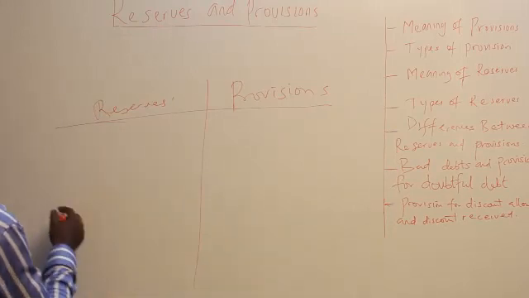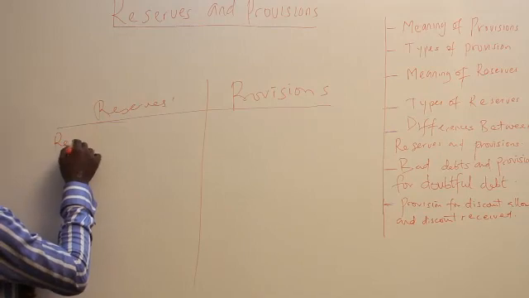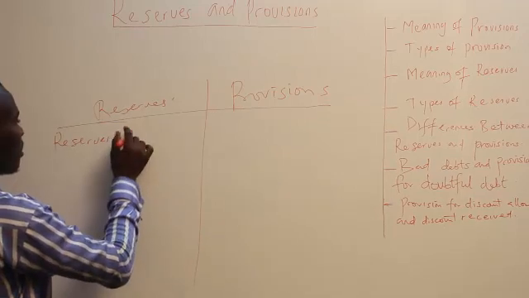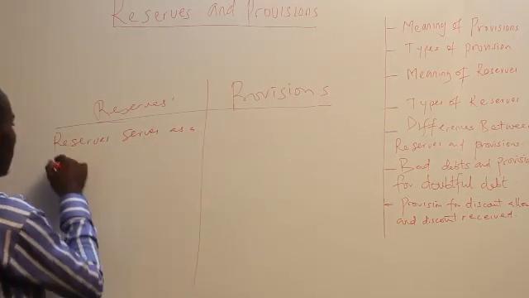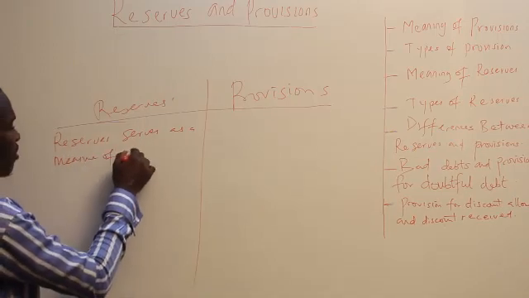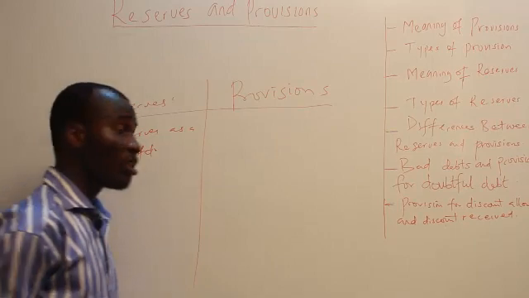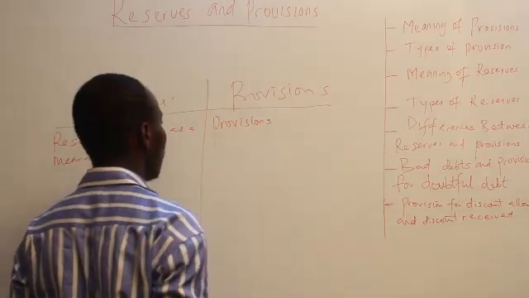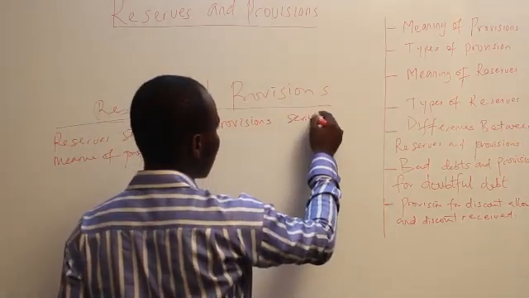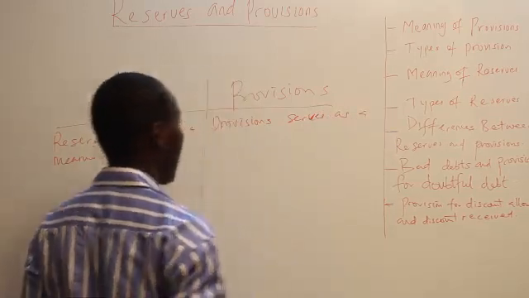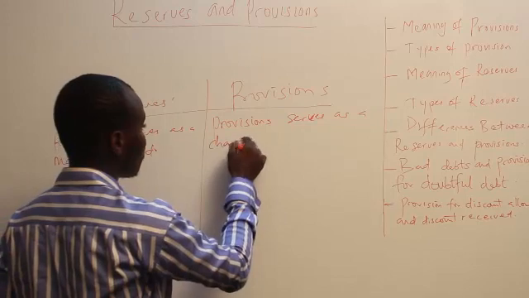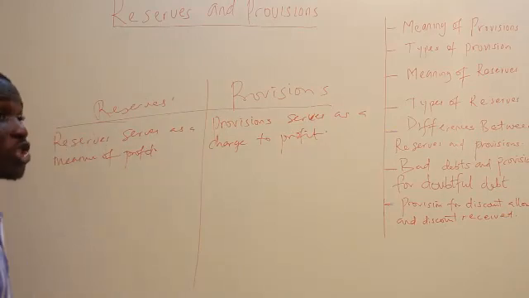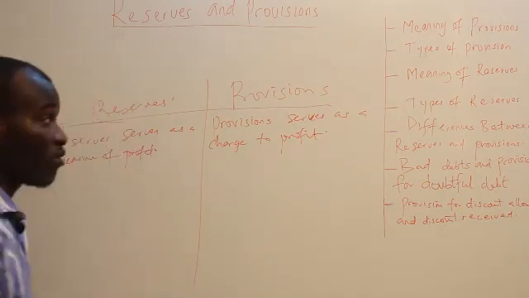Reserves serve as a measure of profits to the organization, while provision serves as a charge to profit. So this is a charge to profit. Why do reserves contribute to the profit of the organization? It's measuring the profit of the organization.